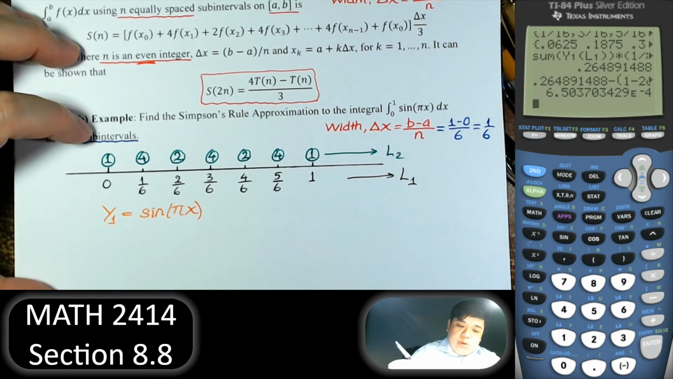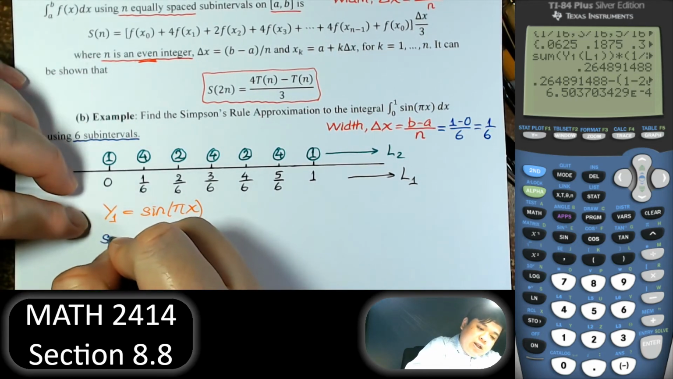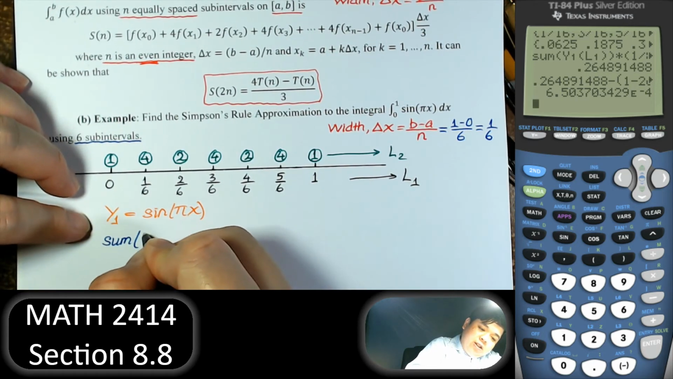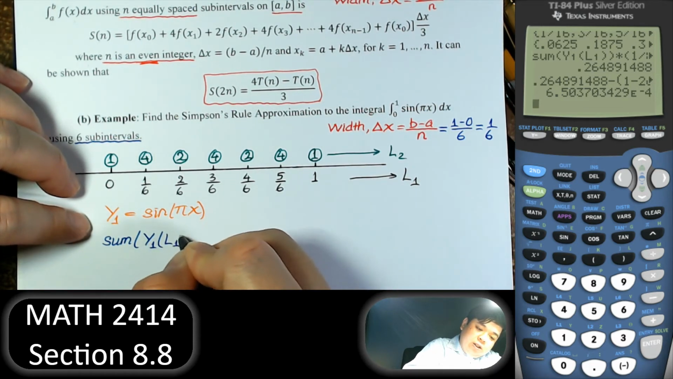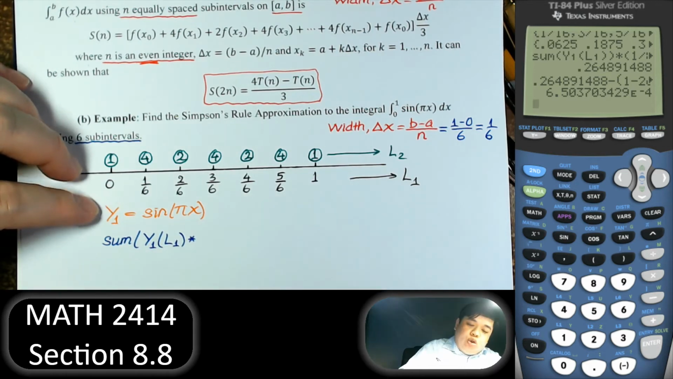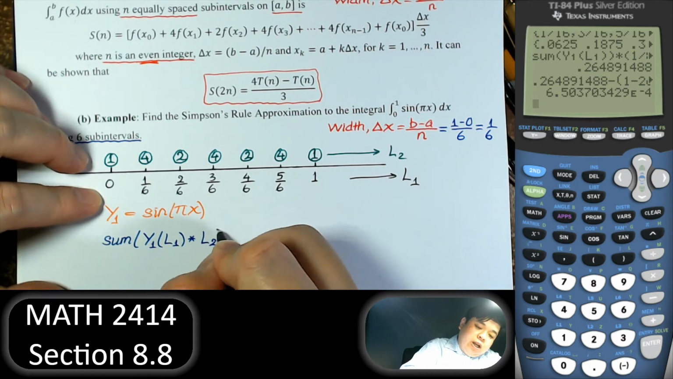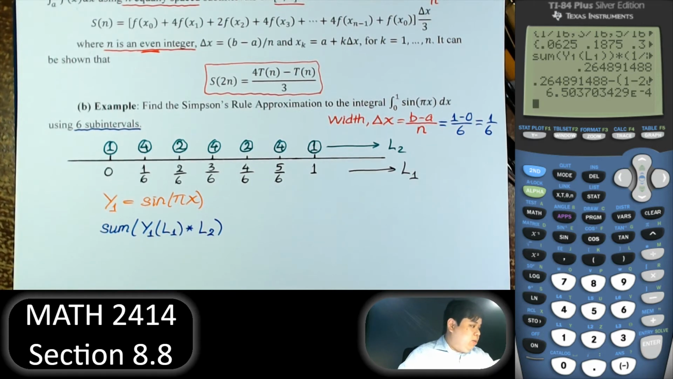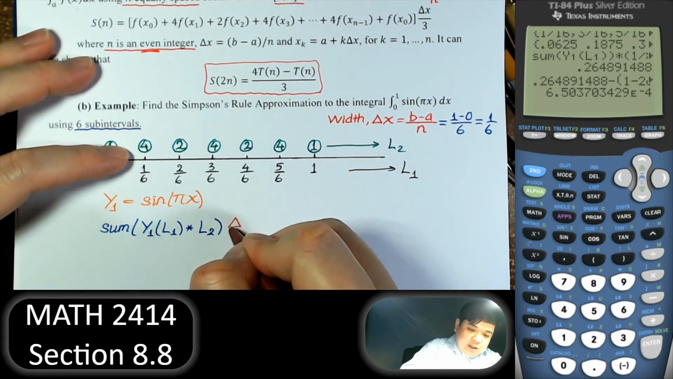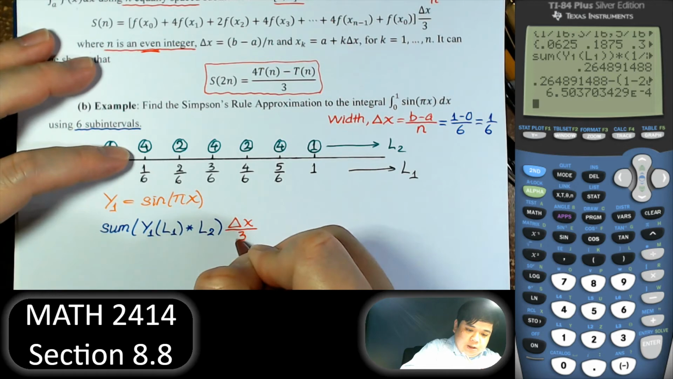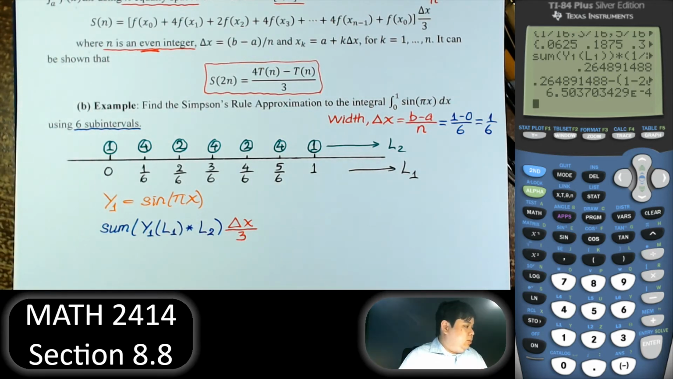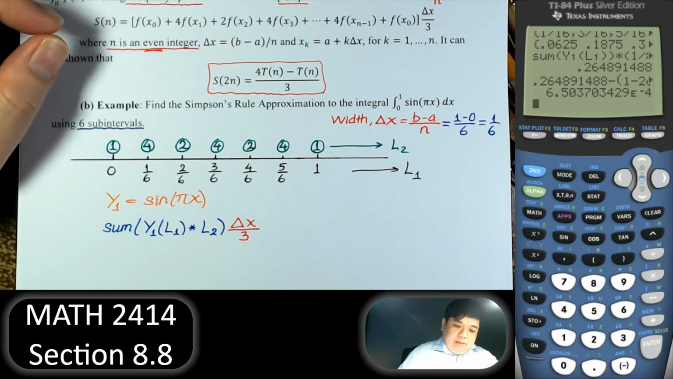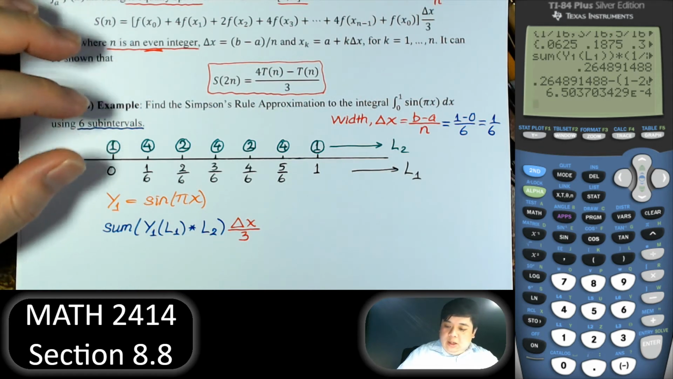And then the Simpson's rule is the summation of the values of the function at list 1 multiplied by list 2, and in the Simpson's rule we divide by 3. Right.